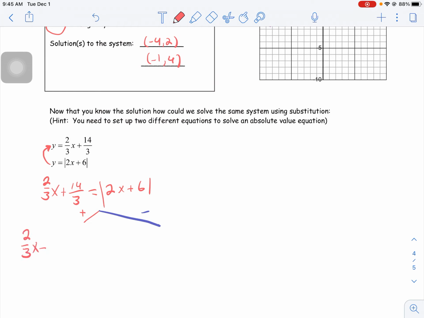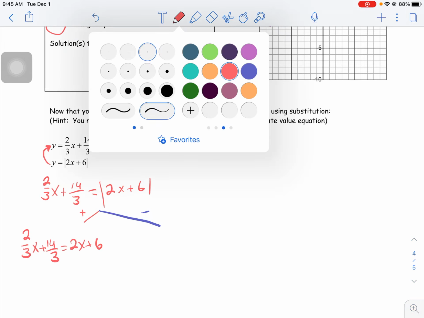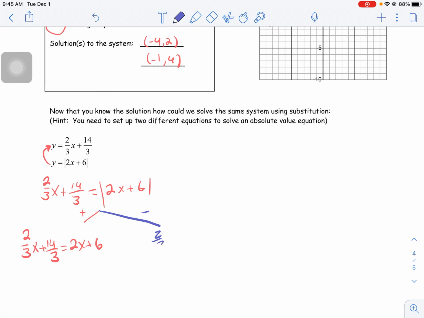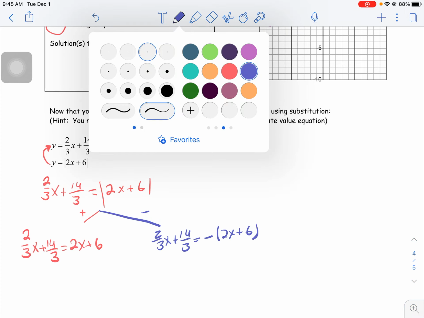So positive is going to be 2/3 x plus 14/3 is equal to 2x plus 6. Nothing changes. For the negative scenario, we're going to have 2/3 x plus 14/3 is equal to -2x plus 6. All right, so there's our positive and our negative for our absolute value again.